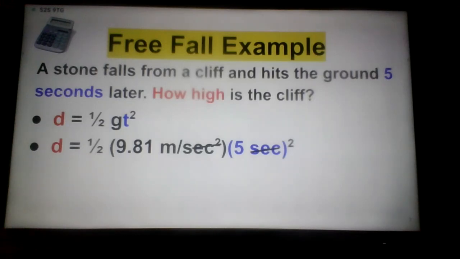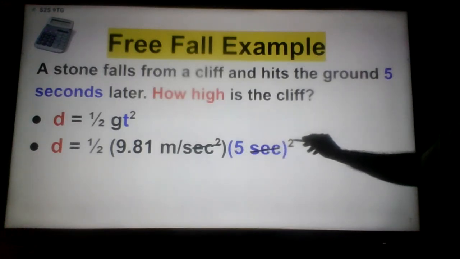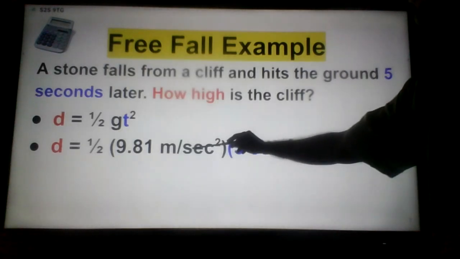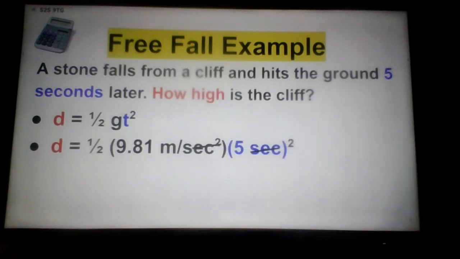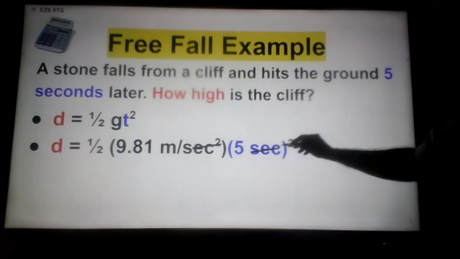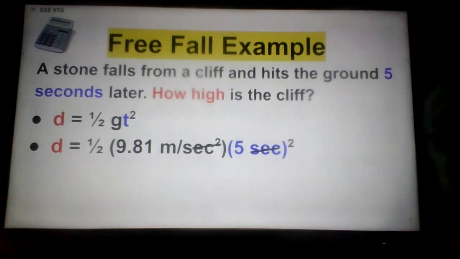Now, because t in the formula has the little bitty 2, the little bitty 2 goes outside the parentheses when we fill in time. That means the 2 goes on both the 5 and the seconds. This is inside because this is not on the number. This little bitty 2 is part of the unit. We will not square 9.81. Seconds squared will cancel with these seconds twice. So those are going to cancel. And look, only meters is left, which is the unit for distance.